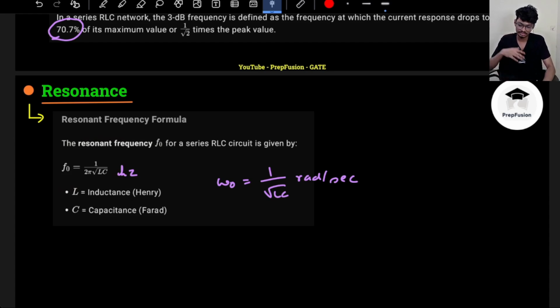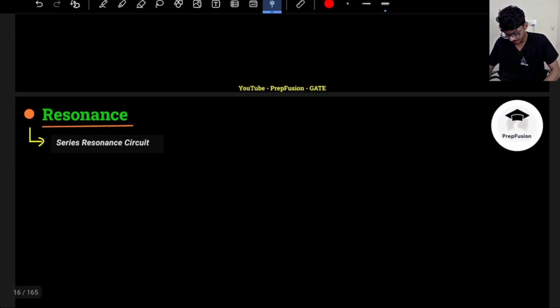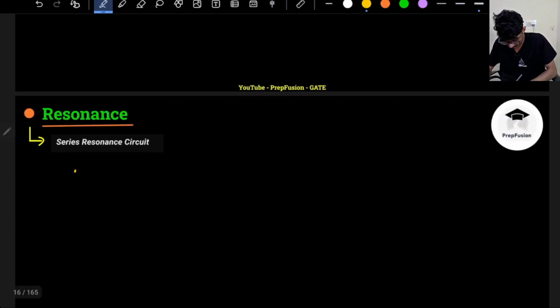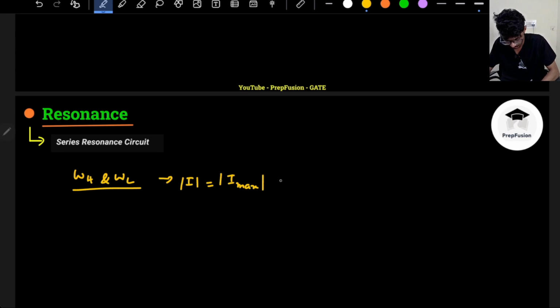So now we will actually calculate the higher and the lower 3 dB frequencies. Now let's calculate the value of omega H and omega L. What do we know happens at these frequencies, omega H and omega L? Basically at these frequencies, my current magnitude is 1 by under root 2 of the maximum, right? So what is Imax? Imax is basically Vmax by R, correct? Because the current is maximum when the circuit is purely resistive, and then the impedance is simply R.